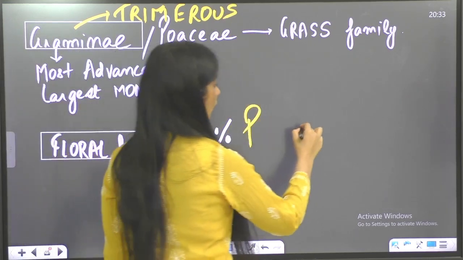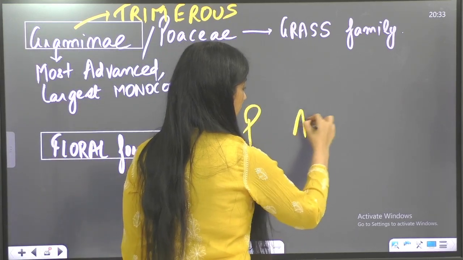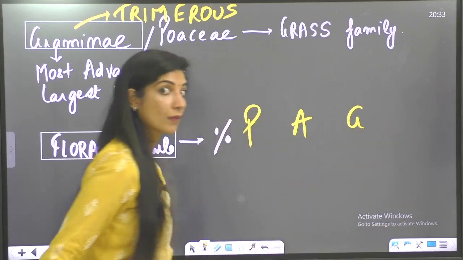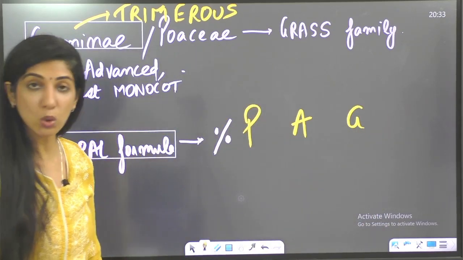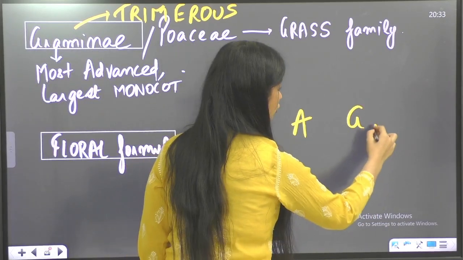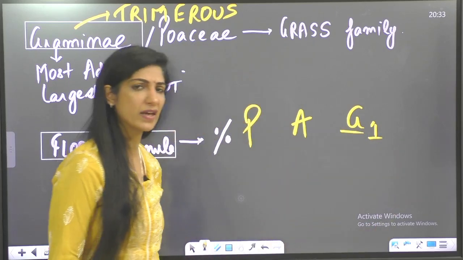Okay? So now, which is the next one? A and G. Yes? Very good. Now you don't have to worry about G. Monocots are very simple.